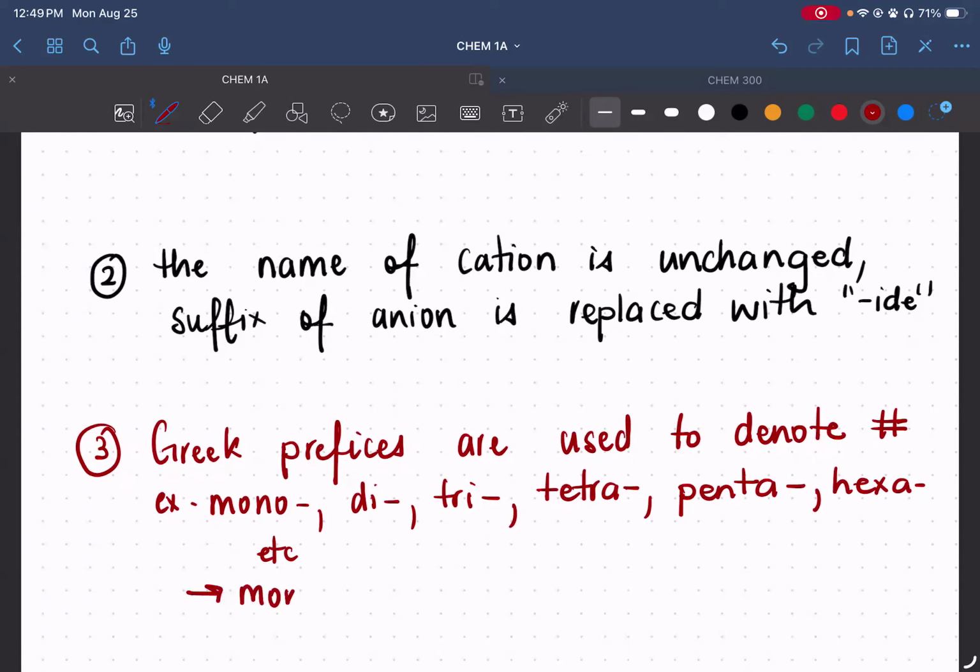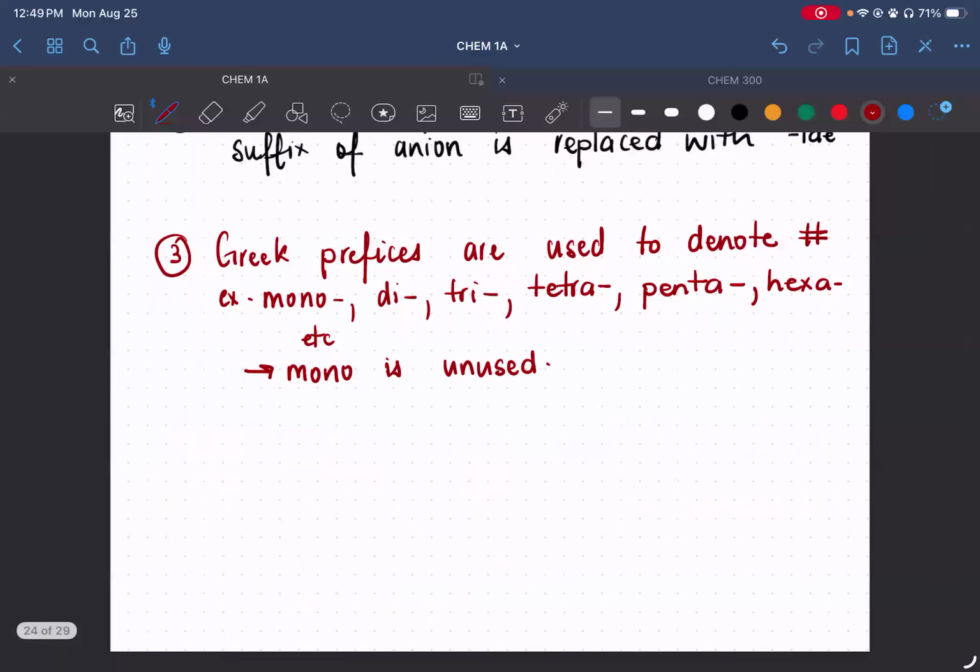Traditionally, mono is unused. Again, that comes back to the whole idea of we don't usually write one, because if you leave it by itself, it's implied to be one. So let's look at an example of this. Let's try to name N2O5.